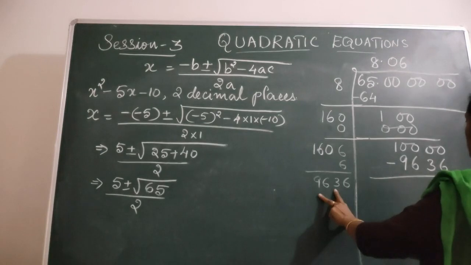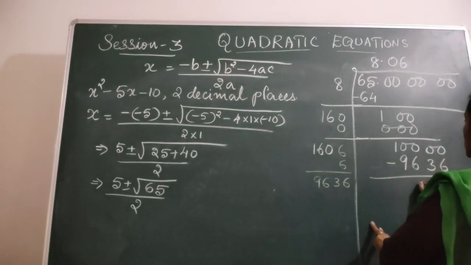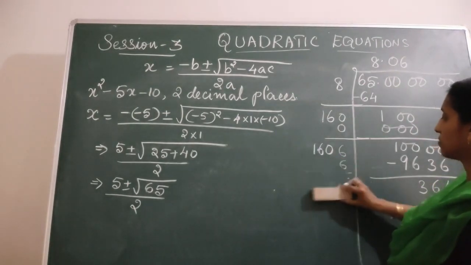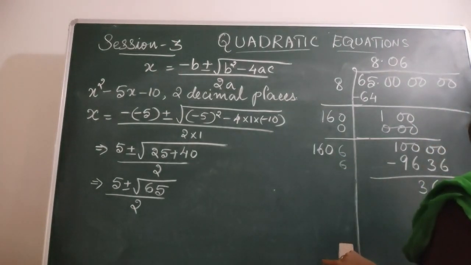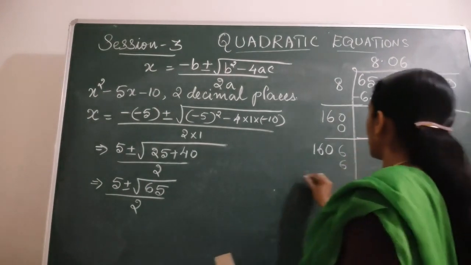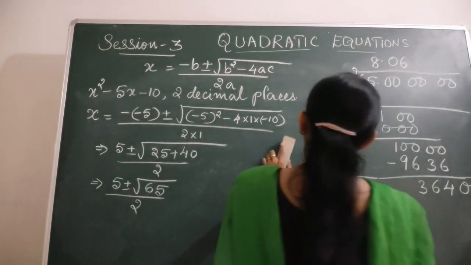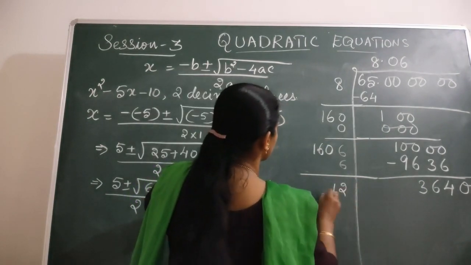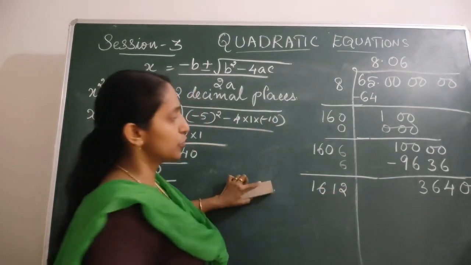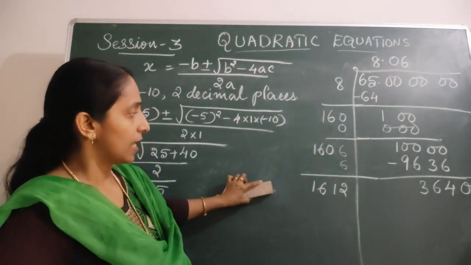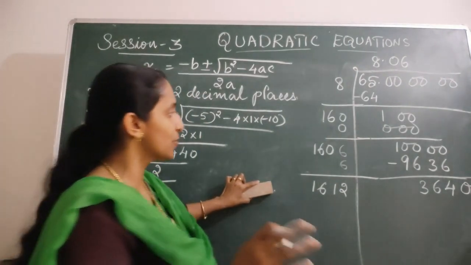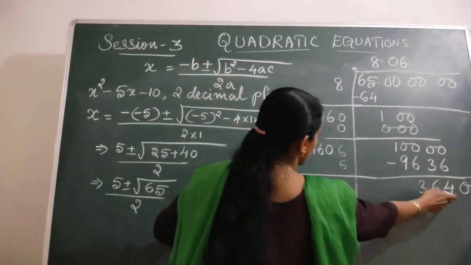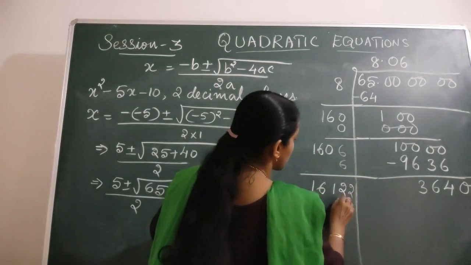Subtract it. 364 is coming. 364 coming means next group you have to write 0, 0. And 806 double you have to write over here. 16, 12. 16 2s are 32. So 16 3s are coming 48, that's not possible. So with the 2 only it is possible.